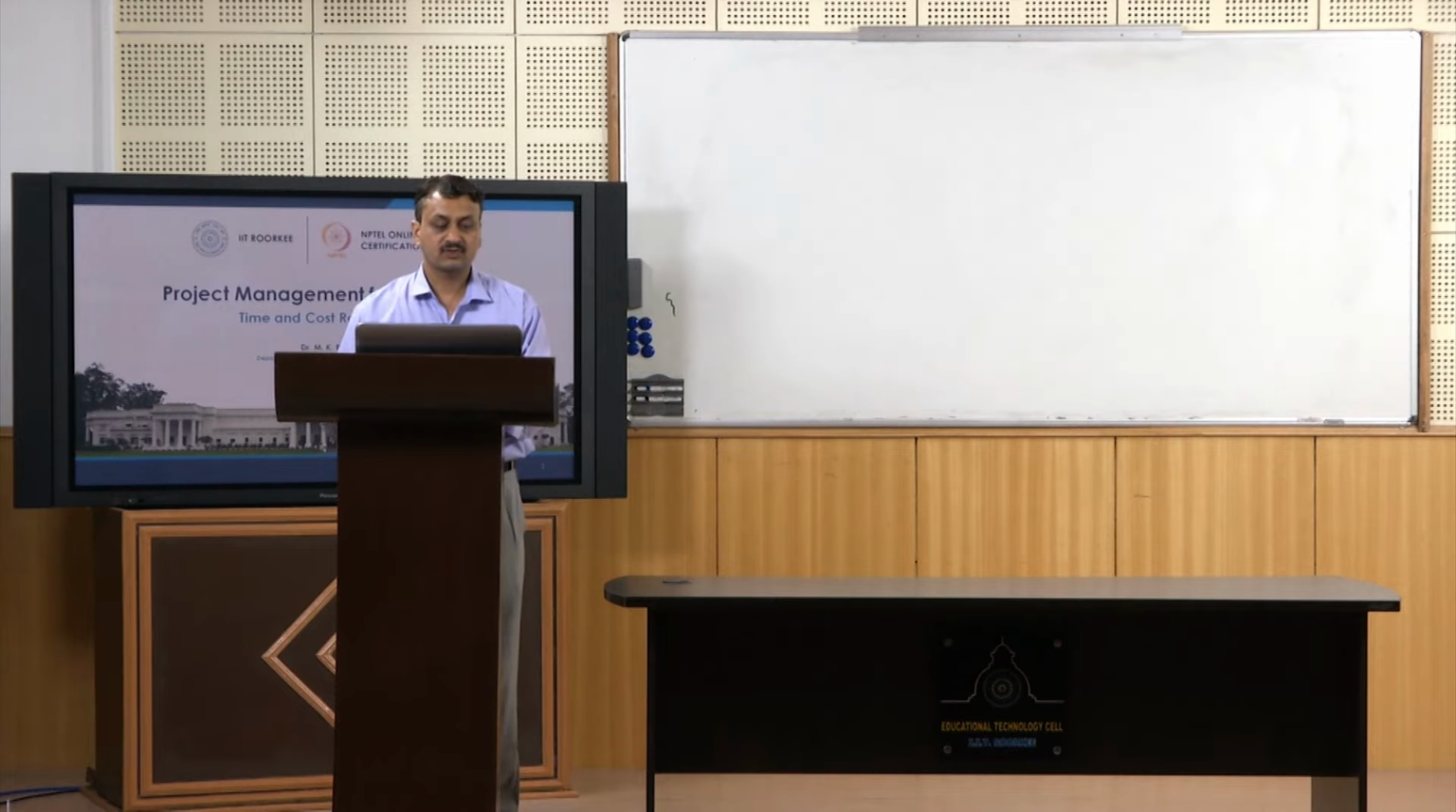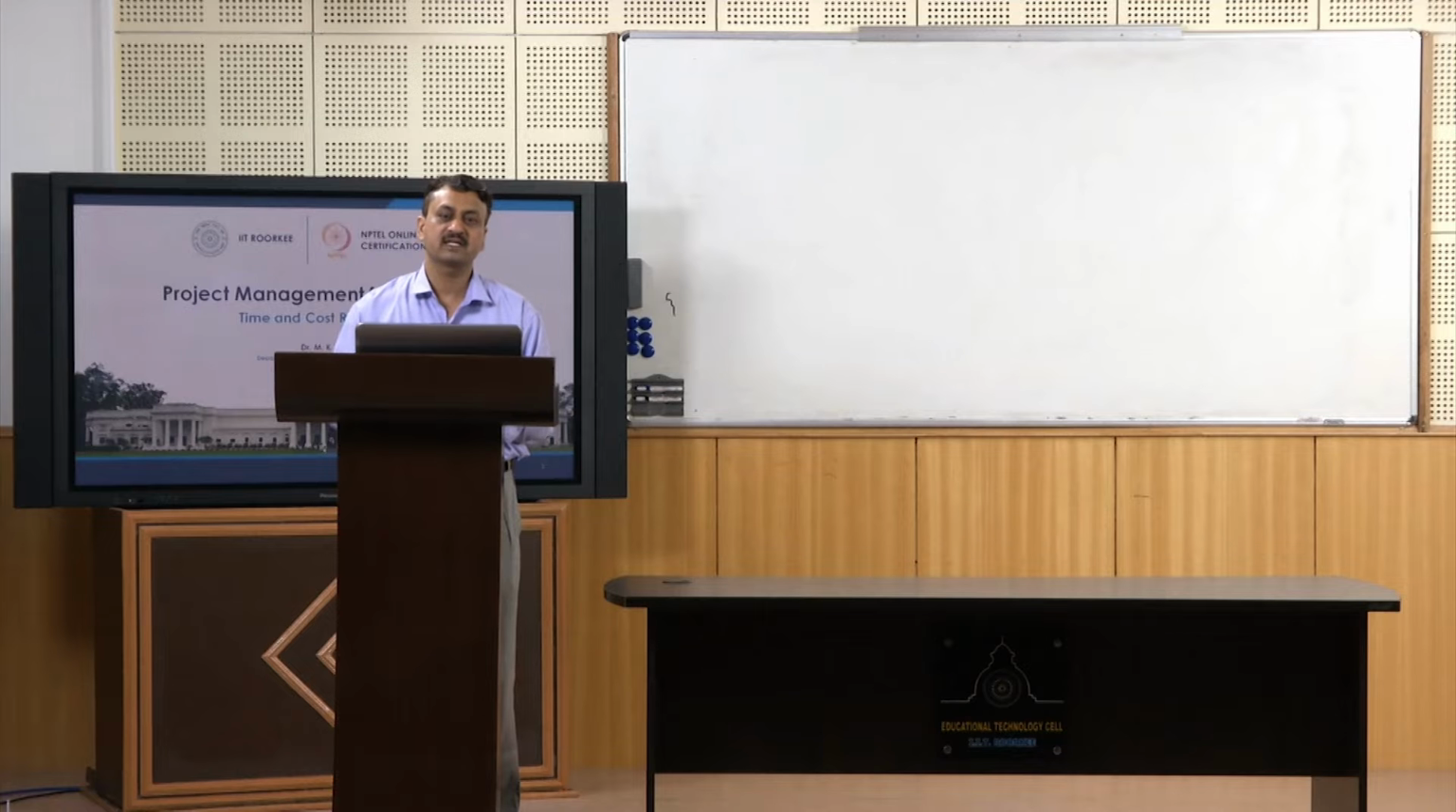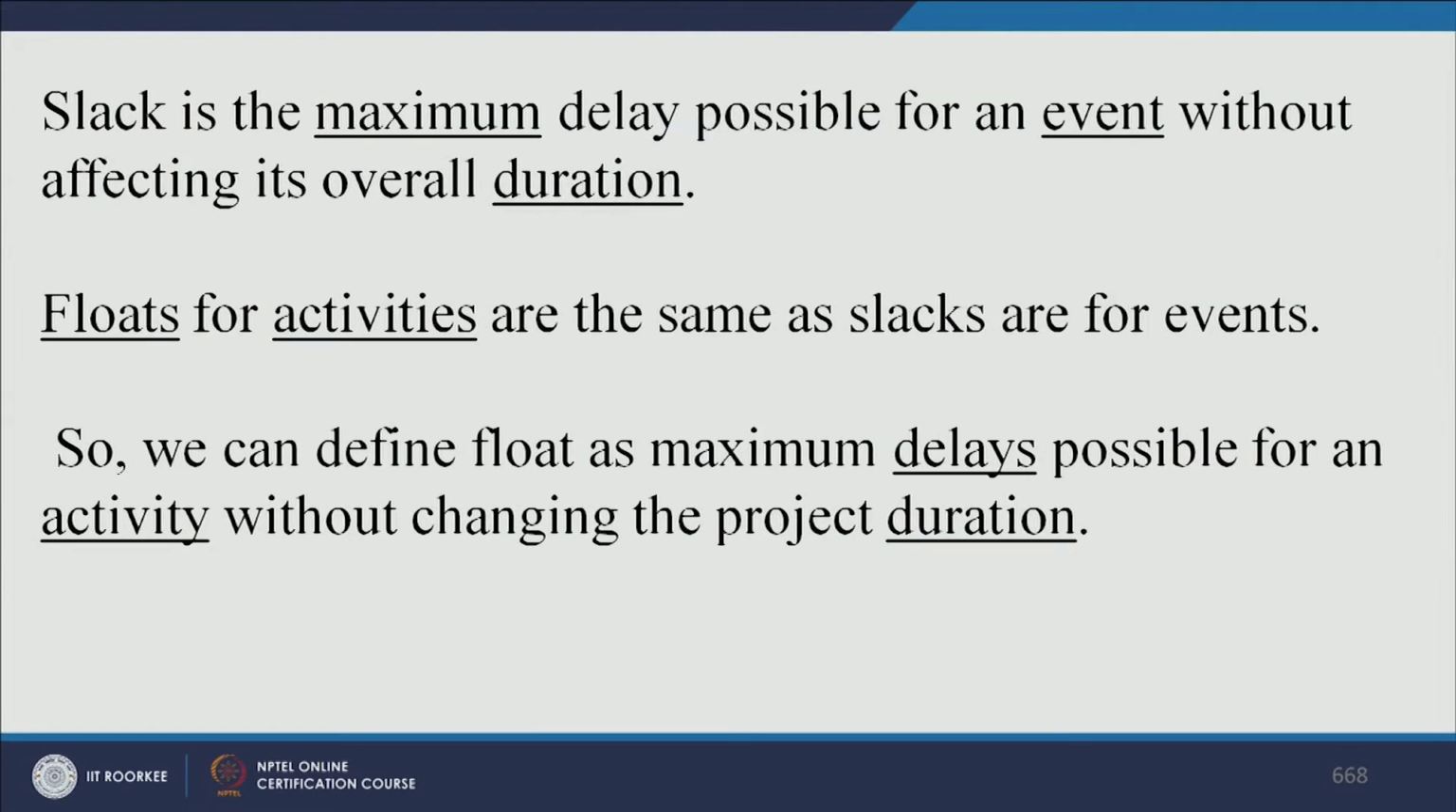So floats for activities are same as slacks for events, right? So either you call it slack or you call float, meaning is same, but slack is for events and float is for activities, right? So how to define float? Float is again just similar to what we have defined in slack, right? So the amount by which you can delay an activity without delaying the duration of the project, so that is float.